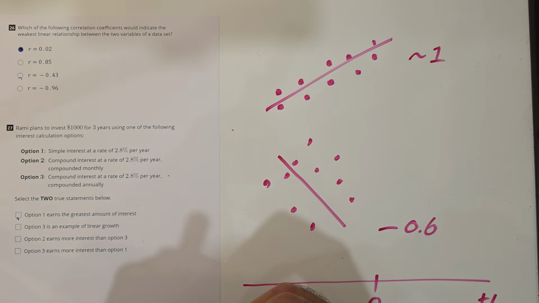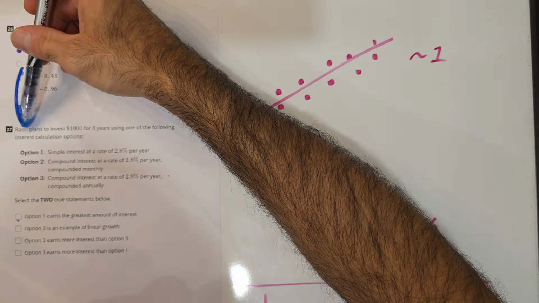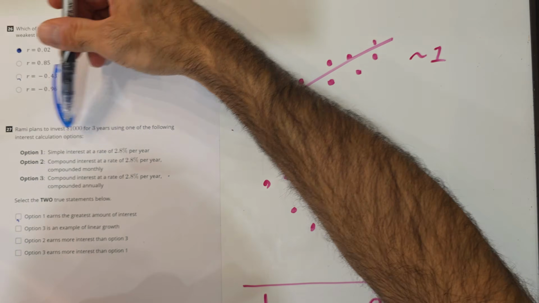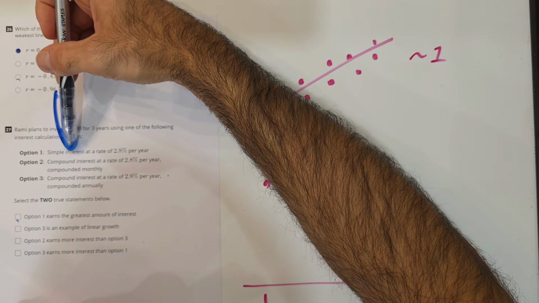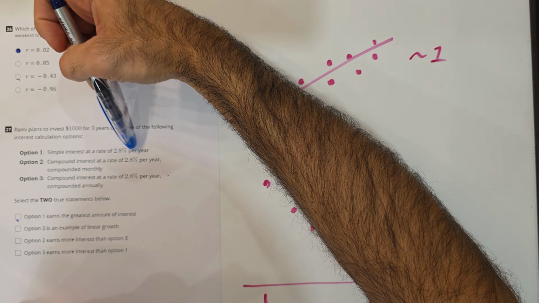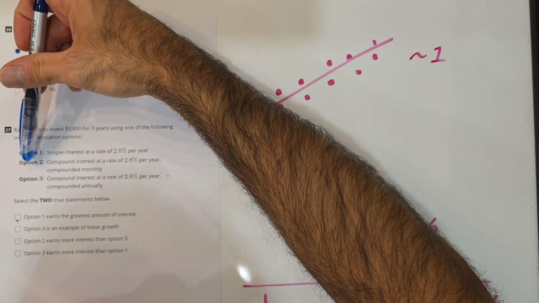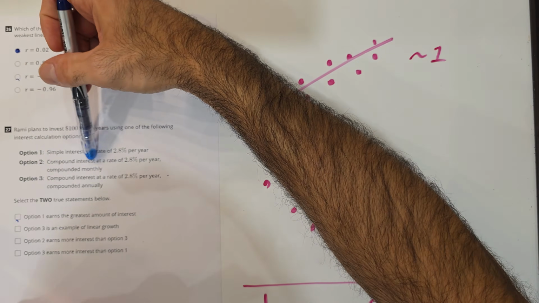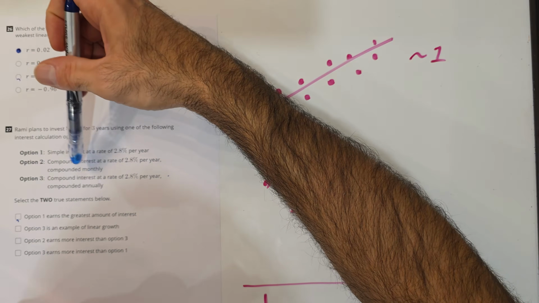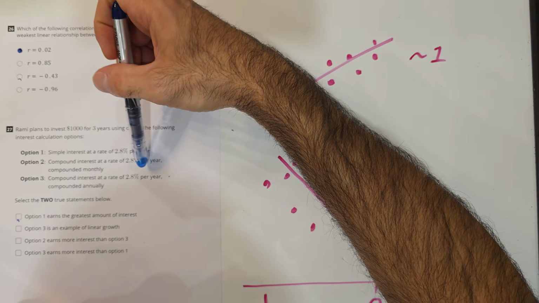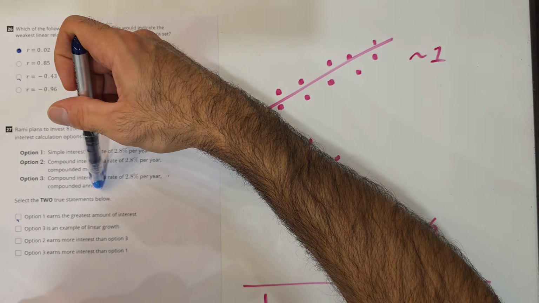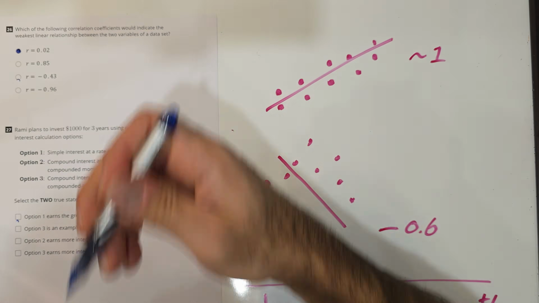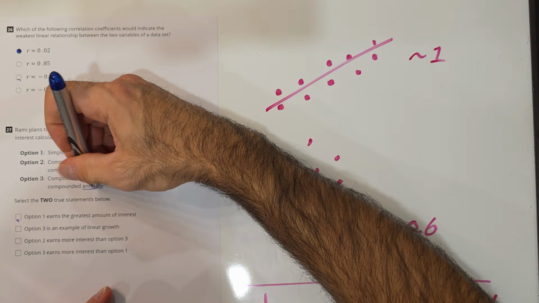Okay, last question, investing. Finally, something cool. So Rami plans to invest $1,000 for 3 years using one of the following interest calculation options. Option 1, simple interest at a rate of 2.8% per year. Okay, that sucks. Simple interest sucks. Option 2, compound interest at a rate of 2% per year, compounded monthly. Ooh, compound interest with the same rate? That's good. Compound interest at a rate of 2.8% per year, compounded annually. Wait a minute, what's the difference between these two? Oh, this is monthly, this is annually.